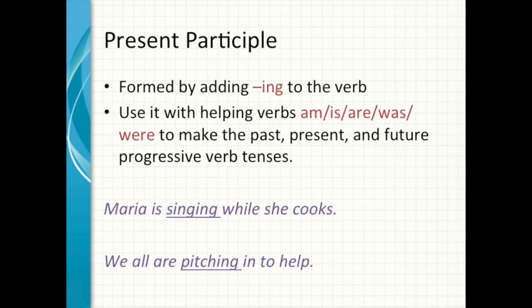Maria is singing while she cooks. Singing is the present participle, and is singing is the present progressive verb tense. We all are pitching in to help. Pitching is the present participle, and are pitching is the present progressive verb in this sentence.